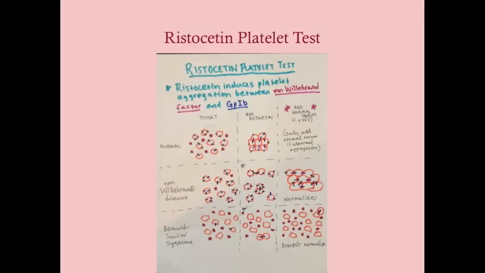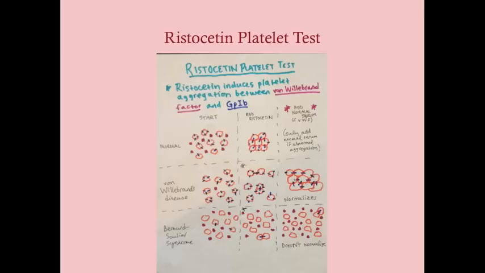When you add normal serum, which has von Willebrand's factor, it's going to normalize and you're going to get normal aggregation because you're adding serum with von Willebrand's factor. And that's how you're going to be able to tell that the patient has von Willebrand's disease, is that adding normal serum to that abnormal Ristocetin test corrects the abnormality.